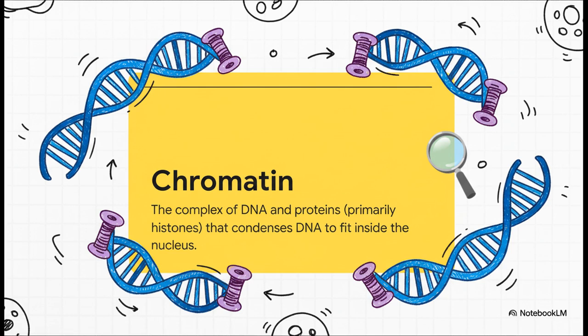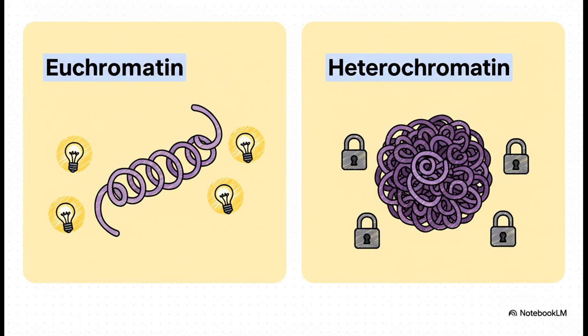The best way to think about it is this. Your DNA is like a super long piece of thread, and these proteins, called histones, are like tiny little spools. By wrapping the DNA thread around these histone spools over and over again, the cell can condense its genome with incredible efficiency.